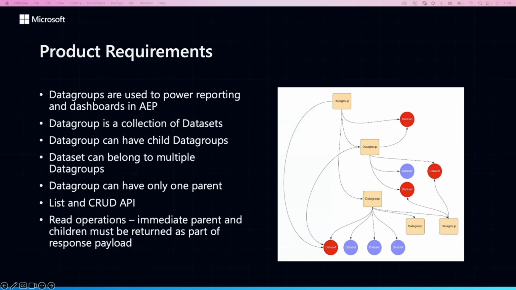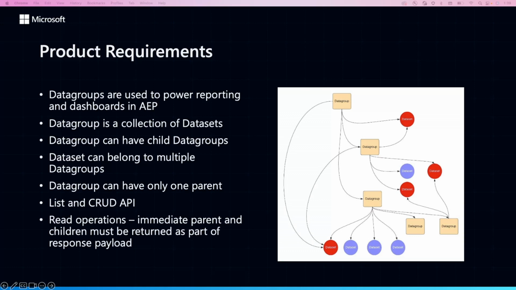The data group metadata should be exposed through a REST API to perform list and CRUD operations. During the read operation, the data group metadata returned through the response payload must contain its immediate parent and children. If you look at the graph here, you can see a data group can have multiple data group children, multiple dataset children. A dataset can belong to multiple data groups. So this looks more like a graph data structure.